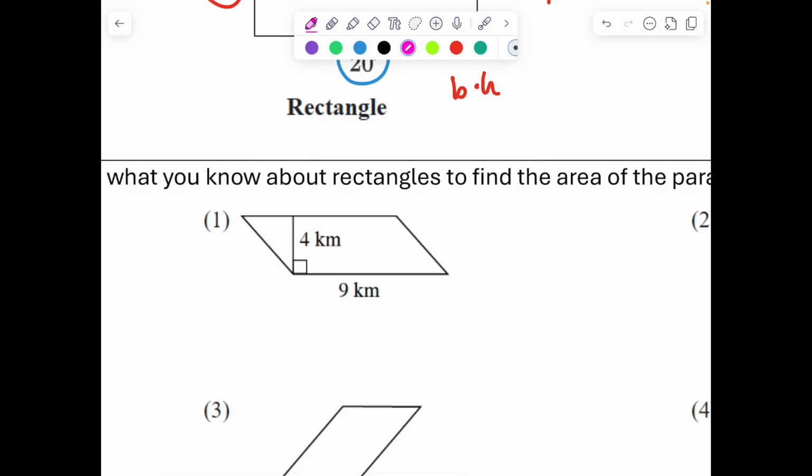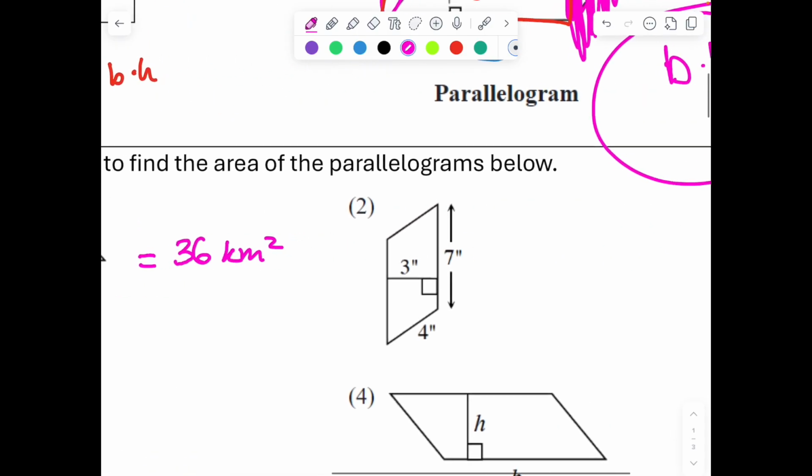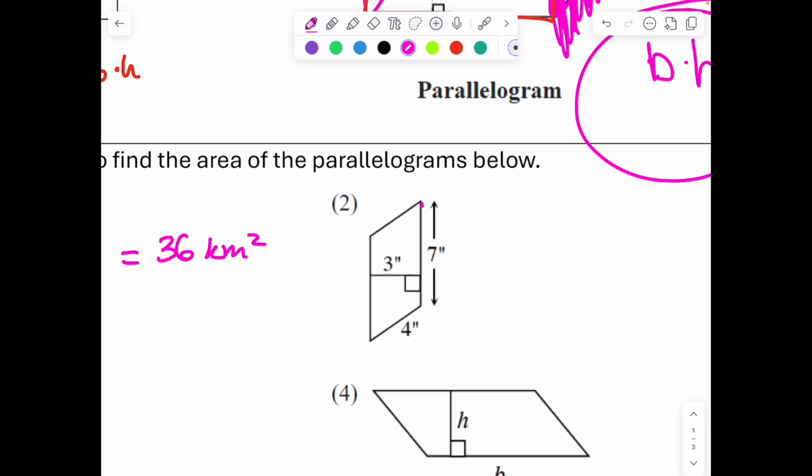All right, so then we can just do some quick calculations. The base is 9, the height is 4, so 9 times 4 is 36 kilometers squared. Here, the base is 7 and the height is 3 because it makes a right angle with the base. So 7 times 3 is going to be 21.